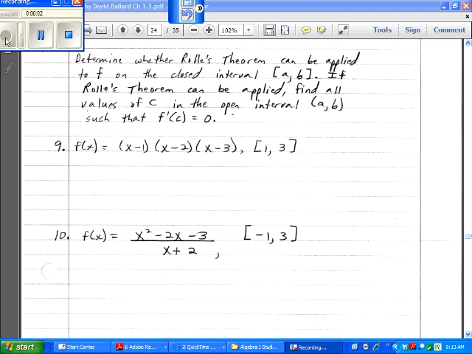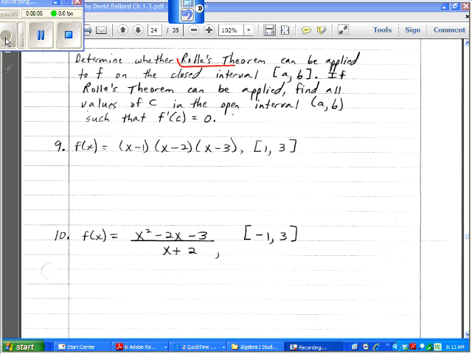Okay, we're on question 9. We want to determine whether Rolle's theorem can be applied. And if so, we want to find some critical numbers that lie between those endpoints.